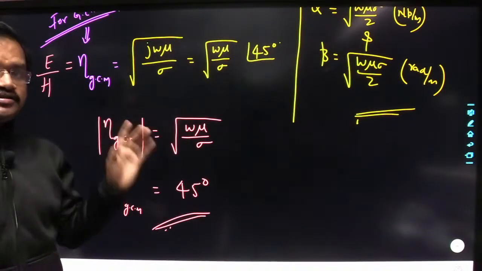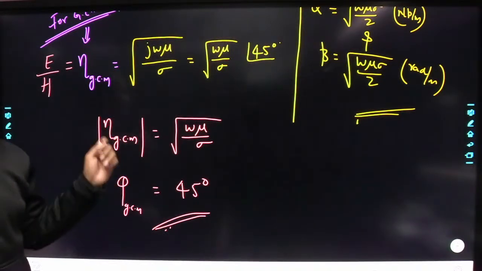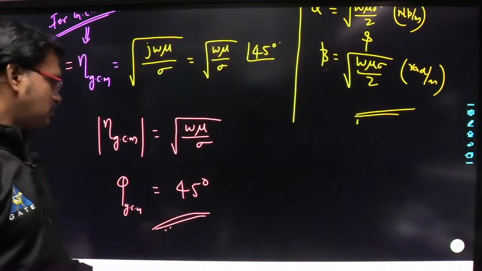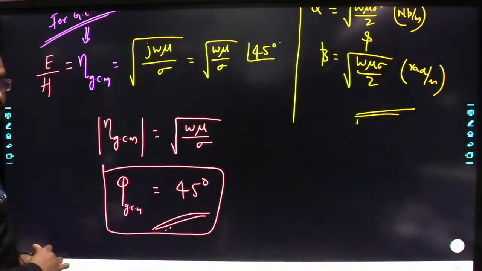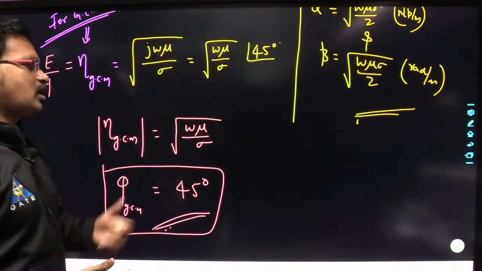This is a standard result here. If the medium is a good conducting medium, the electric field will always lead the magnetic field by 45 degrees. So here we got the phi value, which is nothing but 45 degrees. What is the magnitude here? The magnitude is equal to the square root of omega mu by sigma.